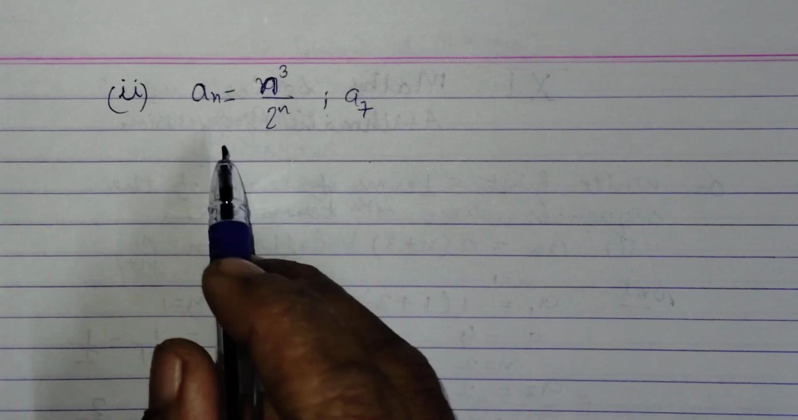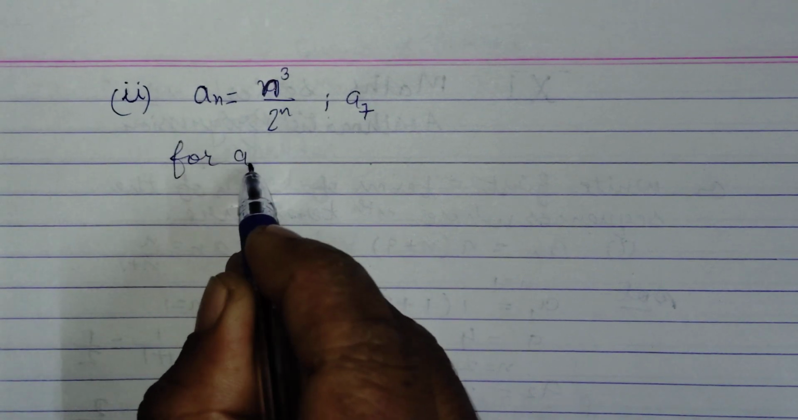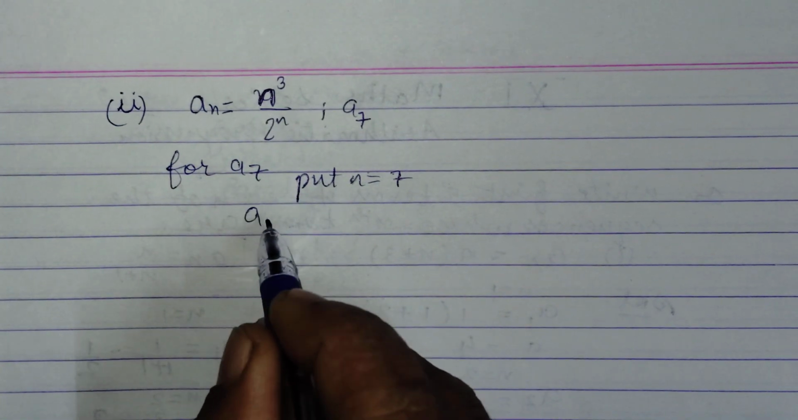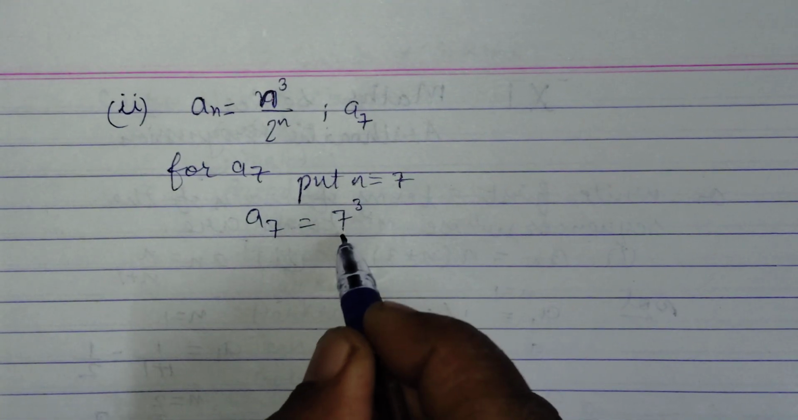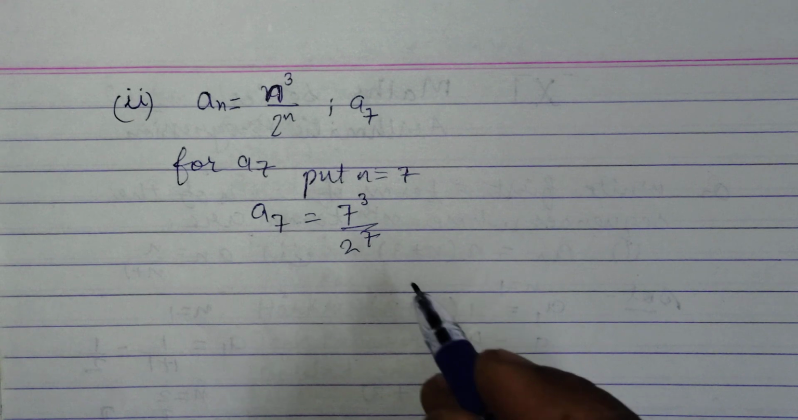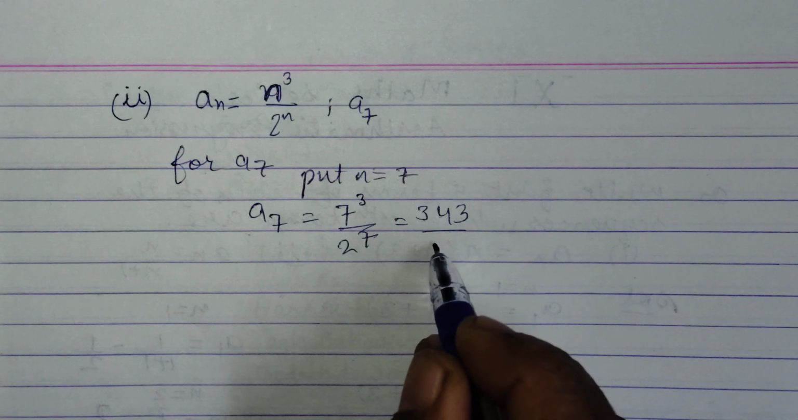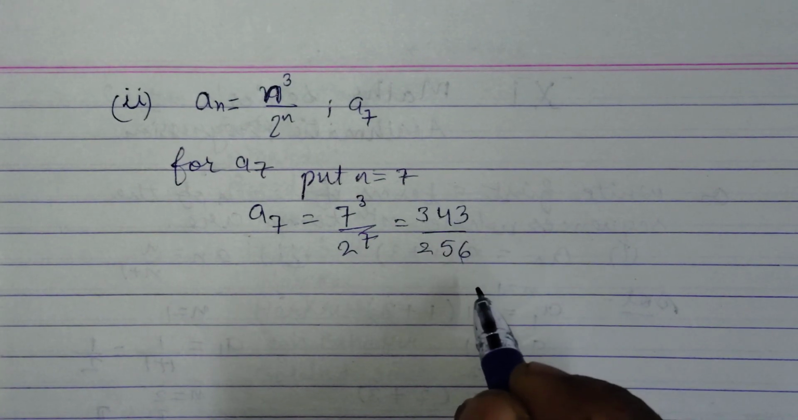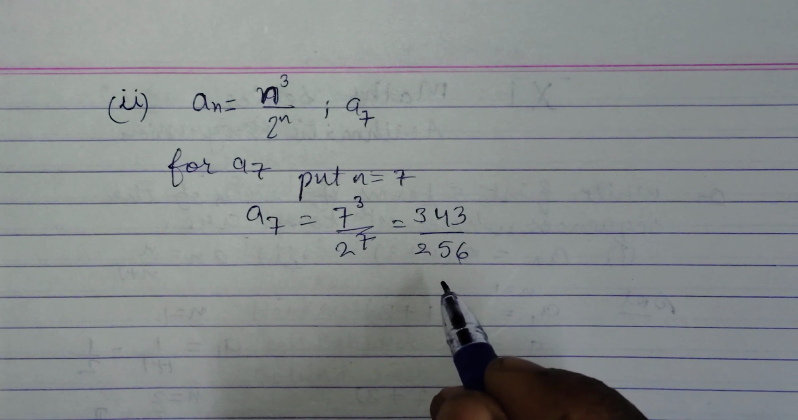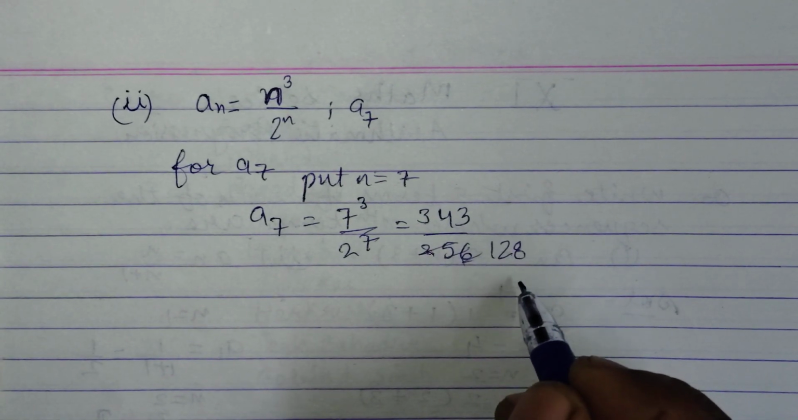In the second part, a_n equal to n cube upon 2 power n, we need a7. So for a7, we put n equal to 7. So a7 becomes 7 cube upon 2 power 7. 7 cube is 7 into 7 into 7, which is 343. 2 power 7 is 128, not 256. This is the answer.